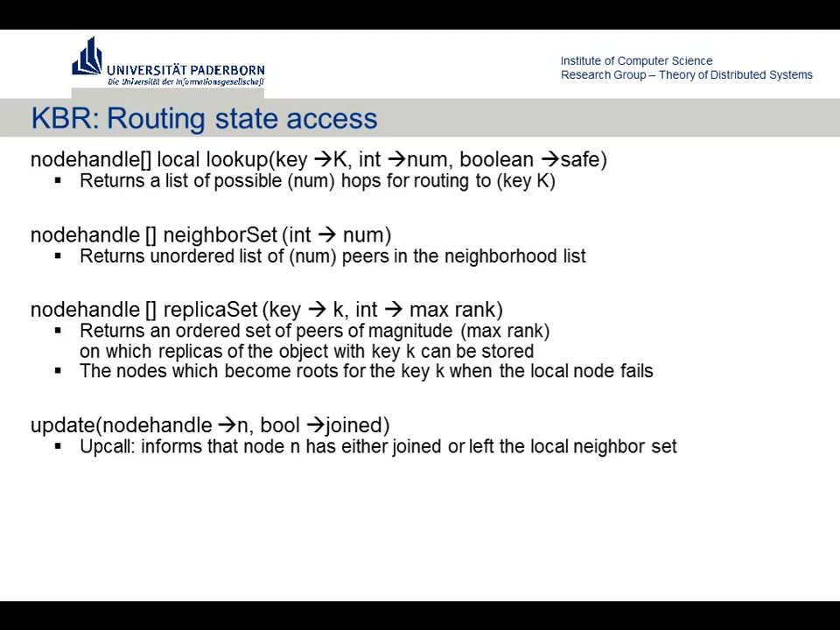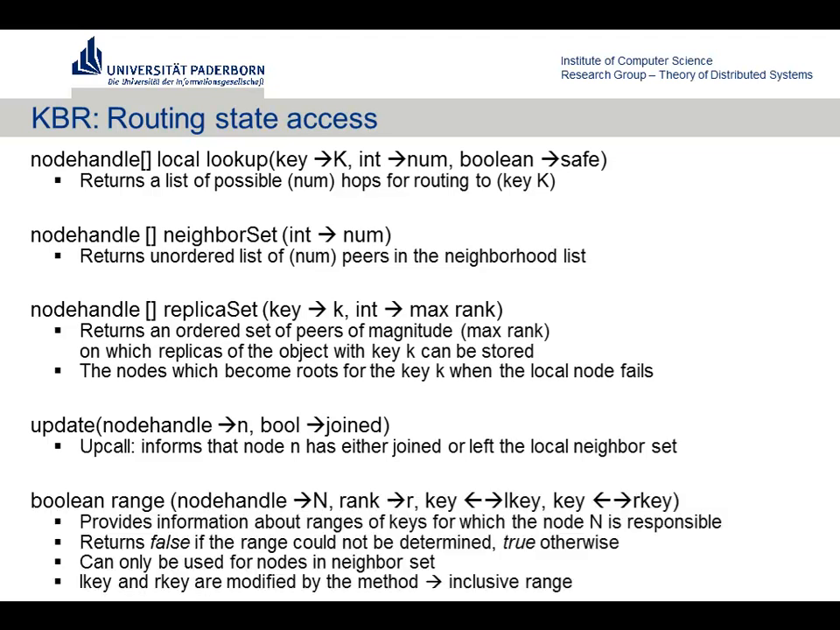And the good thing is that this is not really related to this peer, but if some other peer also, for example here, asks, give me the replica set for the key K, then he would also get the same contacts. So everybody can check who are the replicas for that given key. That's quite useful if you want to do some replication.